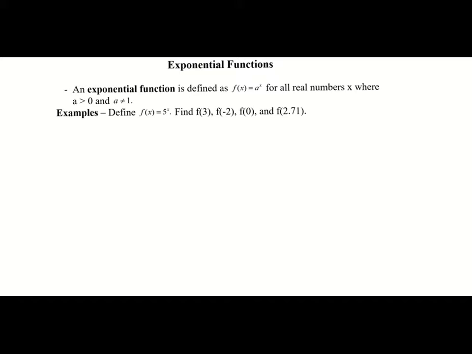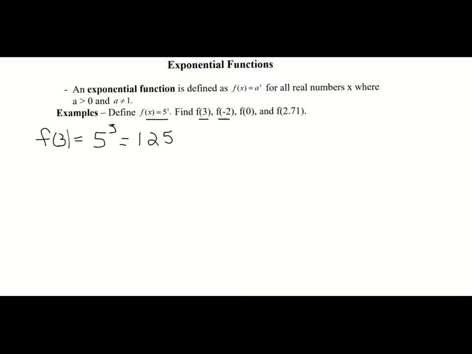Now for the first part, we have the function f of x is equal to 5 to the x power, and they want us to find f of 3. Just like we did before with our functions, we would substitute that 3 in for x. So we're going to do 5 to the third power, which would be the same as 5 times 5 times 5. And 5 to the third power equals 125.